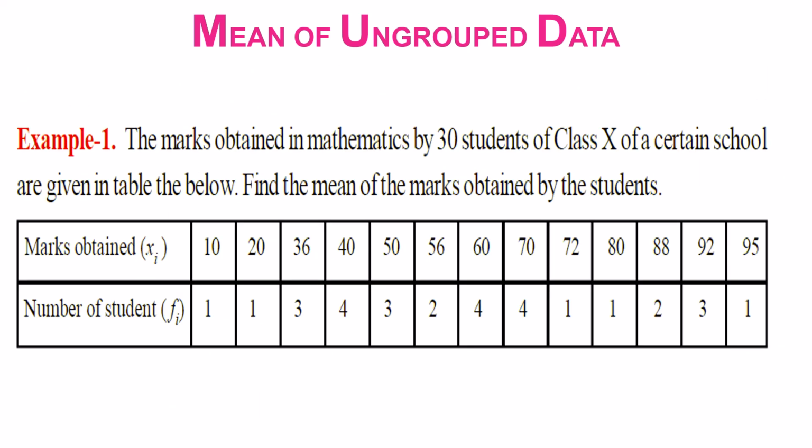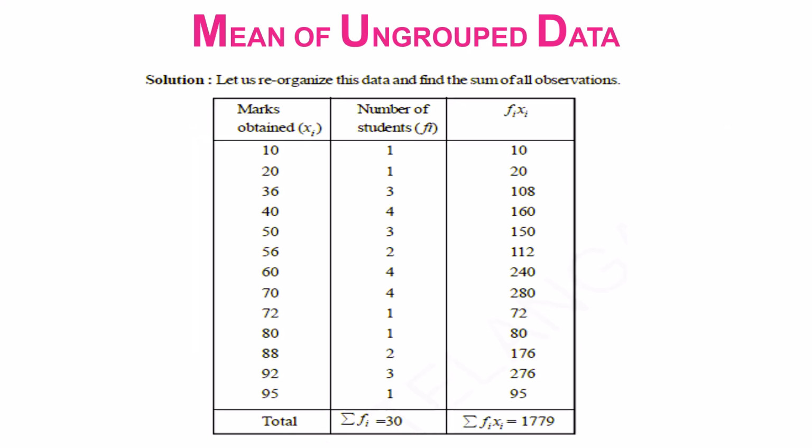Example. The marks obtained in mathematics by 30 students of class 10 of a certain school are given in the table below. Find the mean of the marks obtained by the students. Marks obtained xi, number of students fi. Let us reorganize this data and find the sum of all observations.